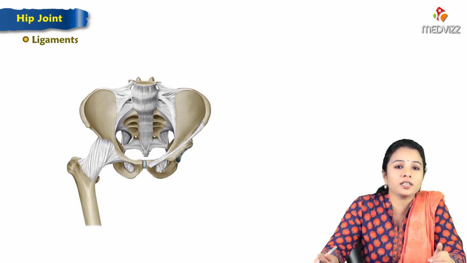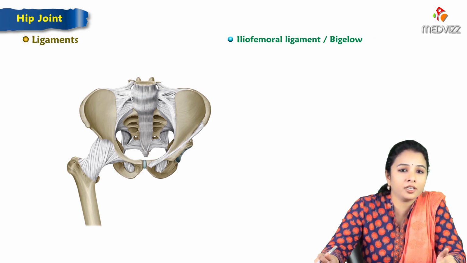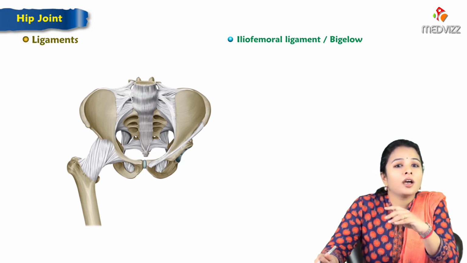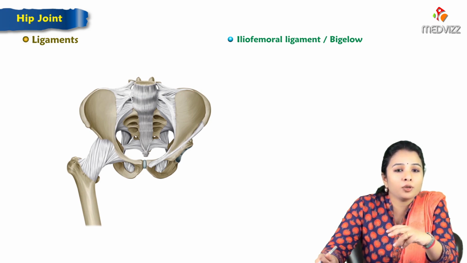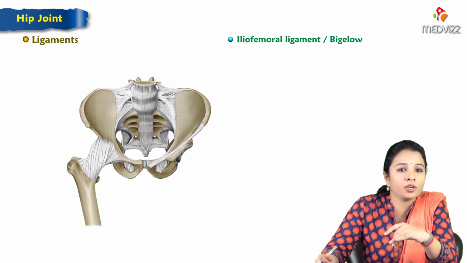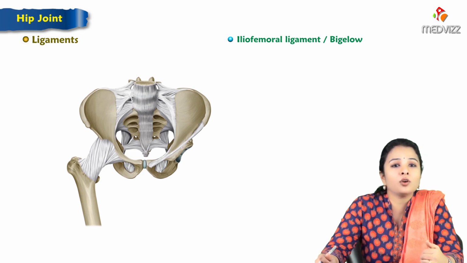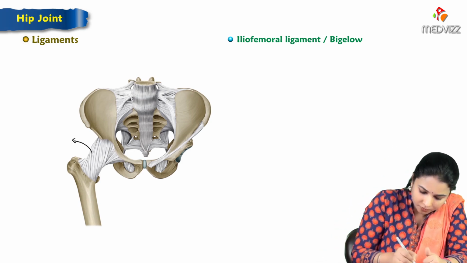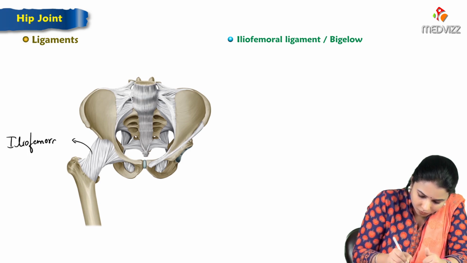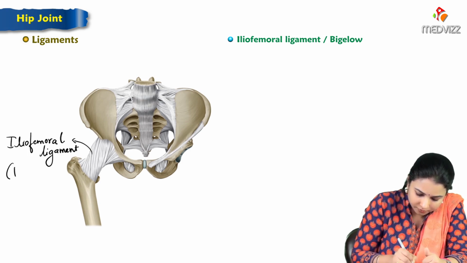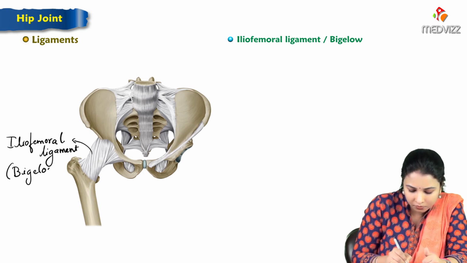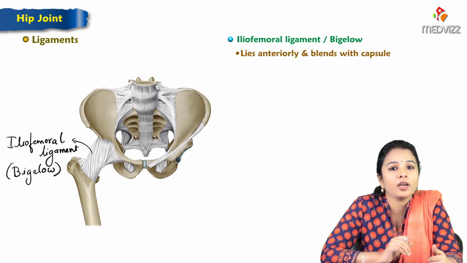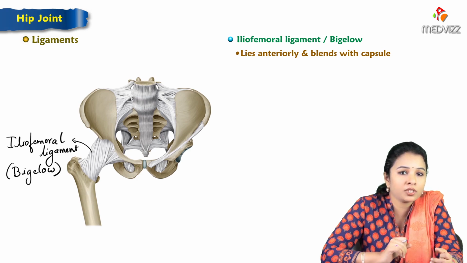Next, moving on to the second ligament, the iliofemoral ligament. We know the hip bone has three parts: ilium, ischium and pubis, and the ligaments are from these three parts: iliofemoral, ischiofemoral and pubofemoral. We shall begin with the iliofemoral ligament, which is otherwise called the ligament of Bigelow, and it lies anteriorly and blends with the capsule.